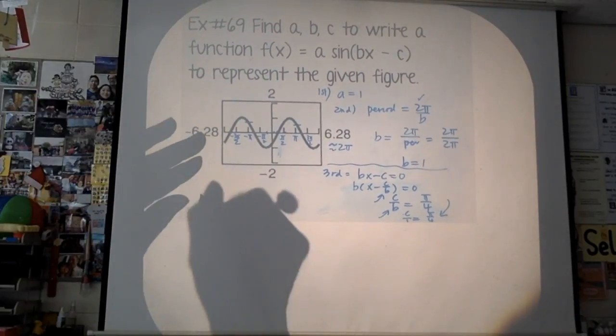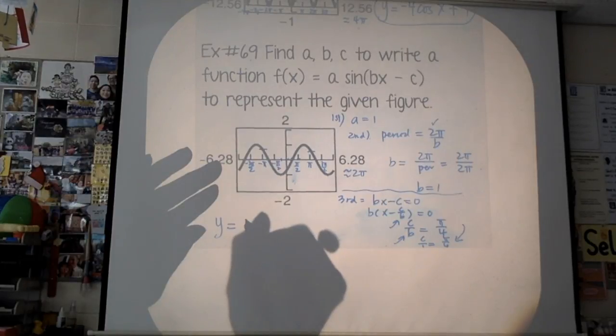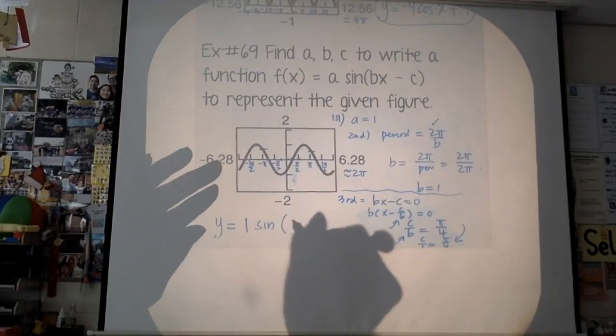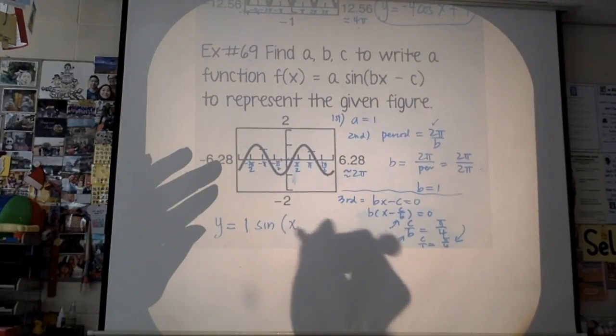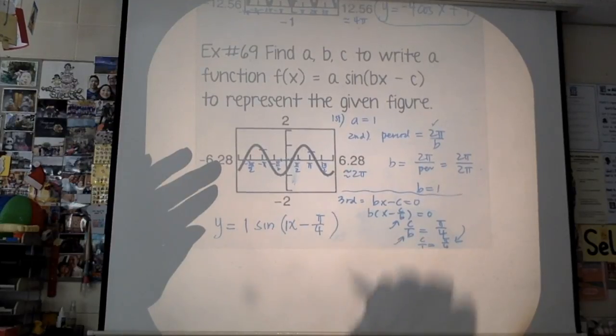Okay, so here's our grand equation. y is equal to A, which was 1, and you know that it started from the minimum and it went up first. So we know it's going to be positive 1 sine of bx, which is 1, minus, I'll write the 1 here for now, and it's pi over 4, which was our phase shift.